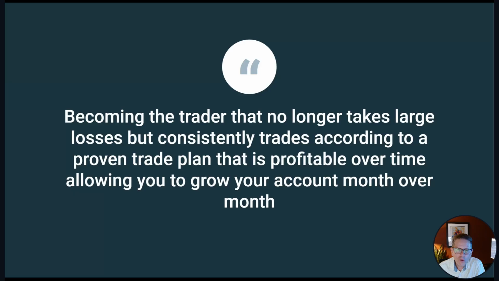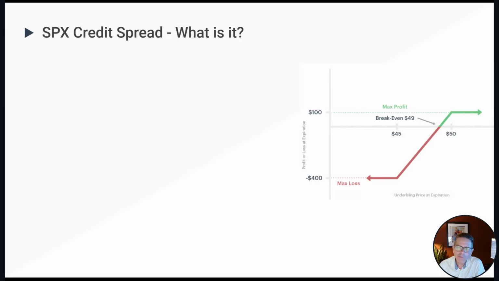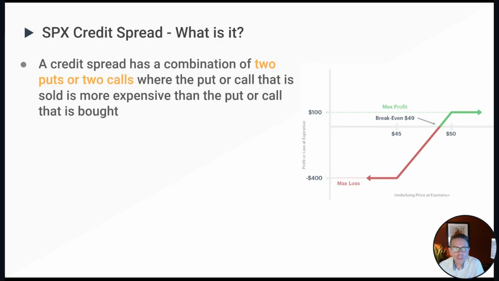So let's go through what an SPX credit spread is, all right? Some of you may not know what that is, but we're going to define this to make sure. A credit spread has a combination of 2 puts and 2 calls, where the put and call that is sold is more expensive than the put and call that is bought. That means when you place this trade, you're actually selling a position. The position is going to go into your account, and you're going to get a credit on it.